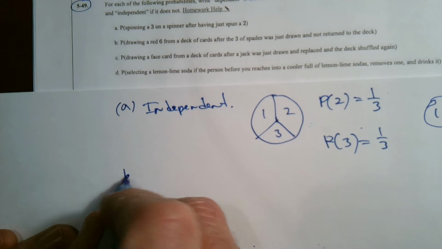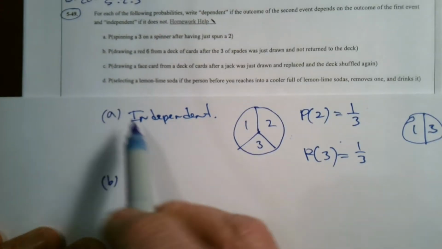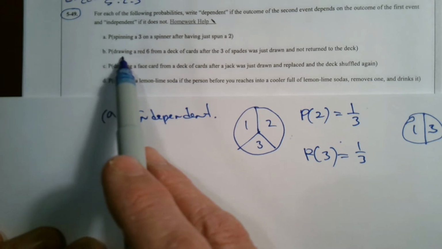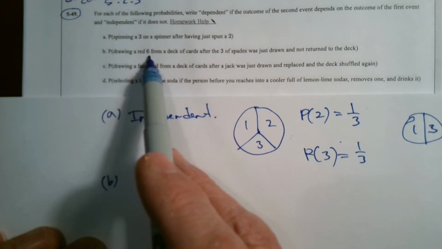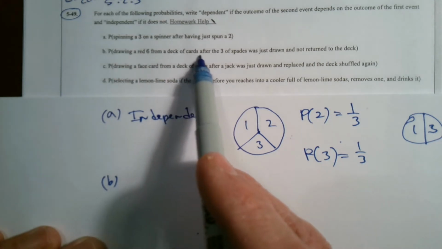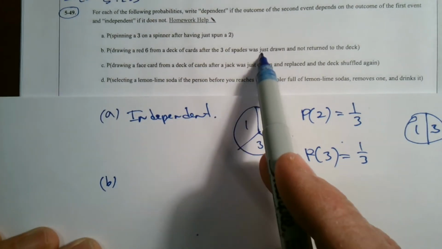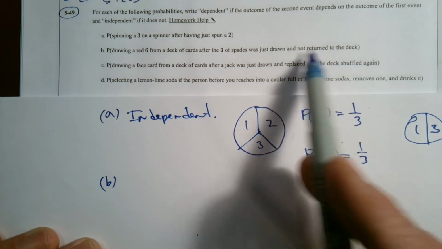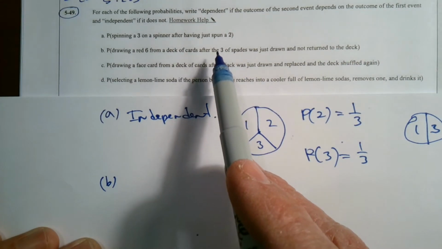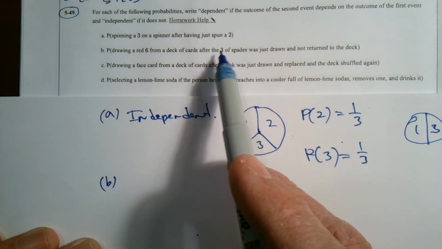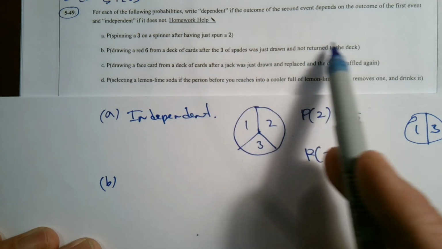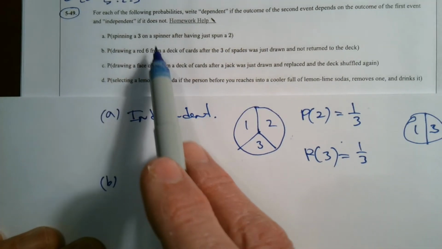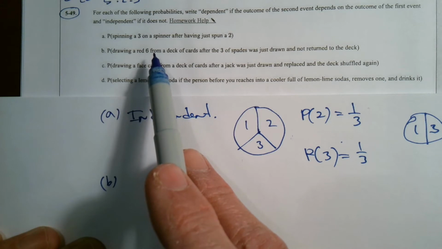All right, let's see a few more. Maybe that'll help as well. B: the probability of drawing a red 6 from the deck of cards after a 3 of spades was just drawn and not returned to the deck. In this case, I'm drawing a 3 and then not returning it to the deck. Does my probability change compared to doing the 6 by itself?